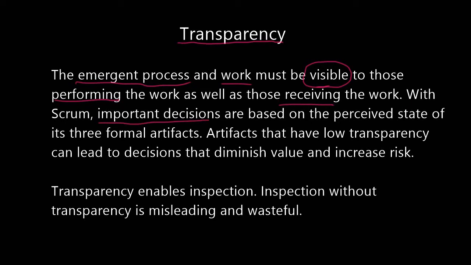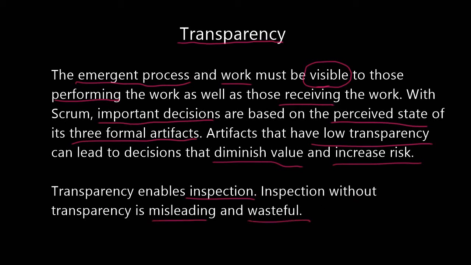With Scrum, important decisions are based on the perceived state of its three formal artifacts. Artifacts that have low transparency can lead to decisions that diminish value and increase risk. Transparency enables inspection, and inspection without transparency is misleading and wasteful. So, transparency is all about visibility, and visibility means that things are understood by everyone, and there is nothing hidden. Things are visible, there's nothing hiding behind the scenes, and they are understood by all.